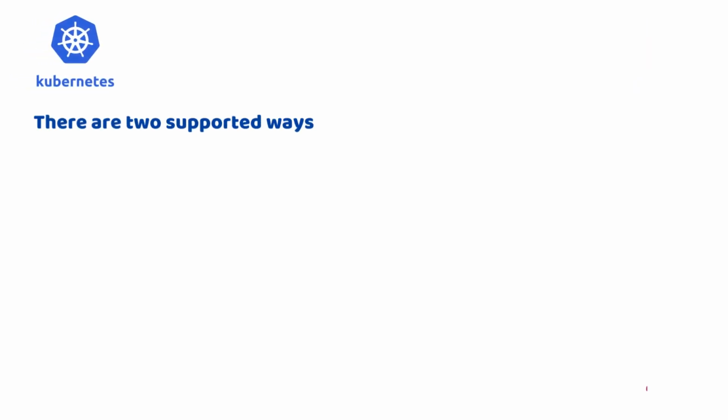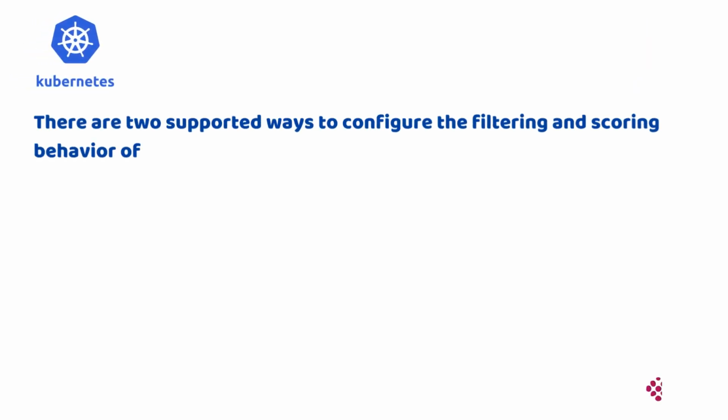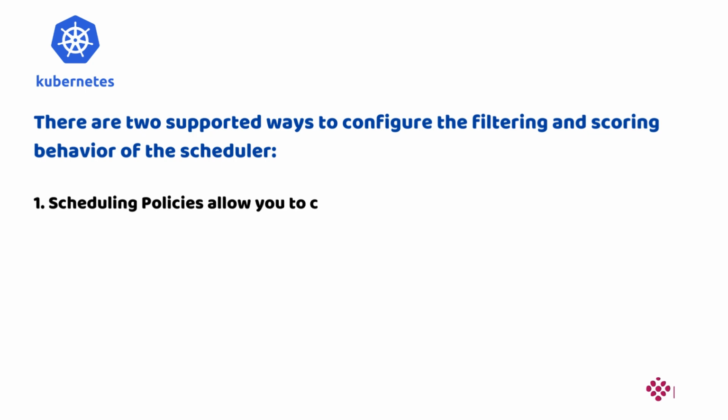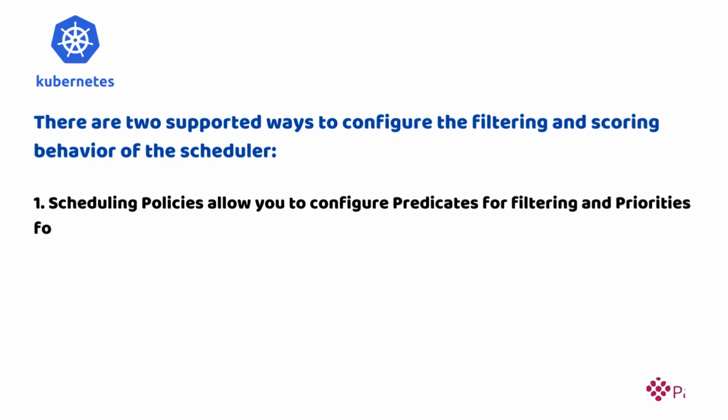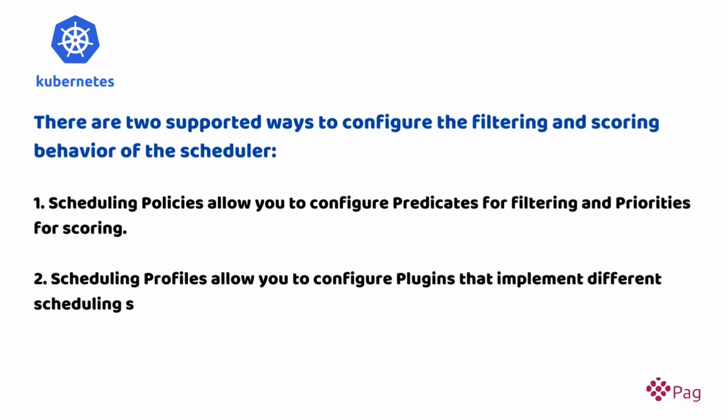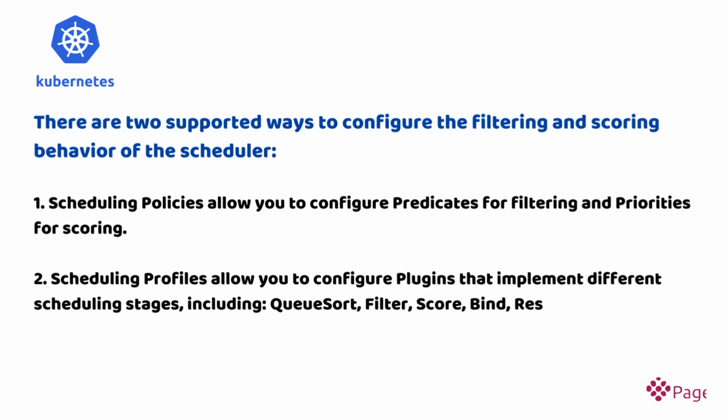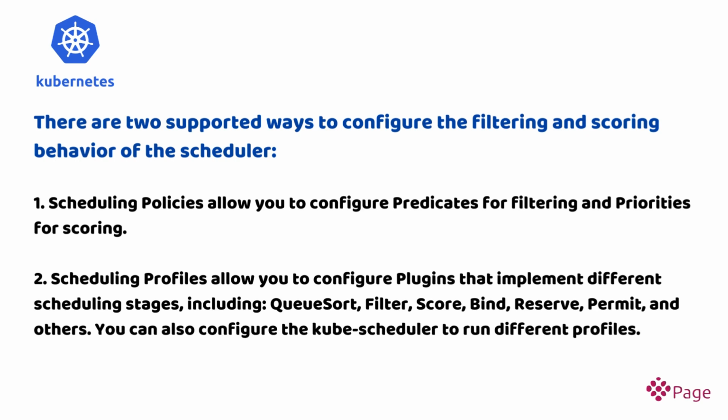There are two supported ways to configure the filtering and scoring behavior of the scheduler. Scheduling policies allow you to configure predicates for filtering and priorities for scoring. Scheduling profiles allow you to configure plugins that implement different scheduling stages, including queue sort, filter, score, bind, reserve, permit, and others. You can also configure the Kube-scheduler to run different profiles.